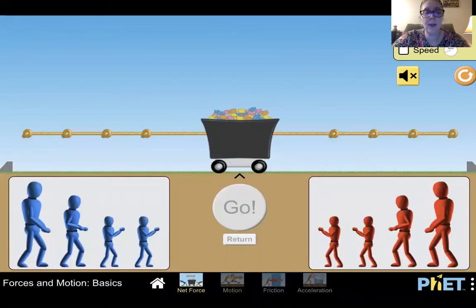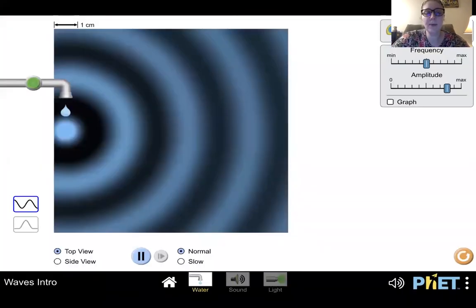The fourth simulation that we did was Forces in Motion Basics. Same thing with it. It's called Basics, but the additional simulation just allows them to have a little more creative freedom in what they do. Here we learned about forces, specifically force diagrams, and how mass and motion and friction and acceleration all interact with each other. And this was the last one that we were able to get to.